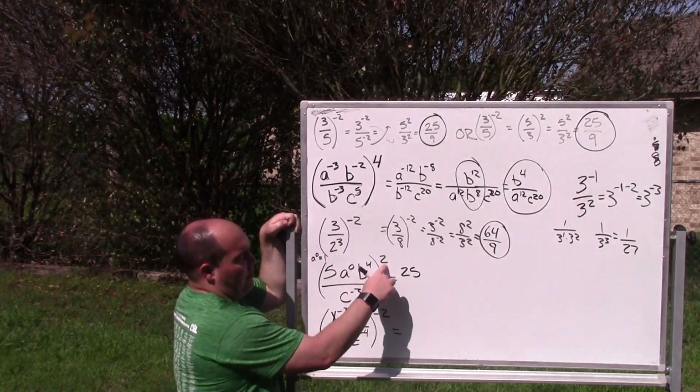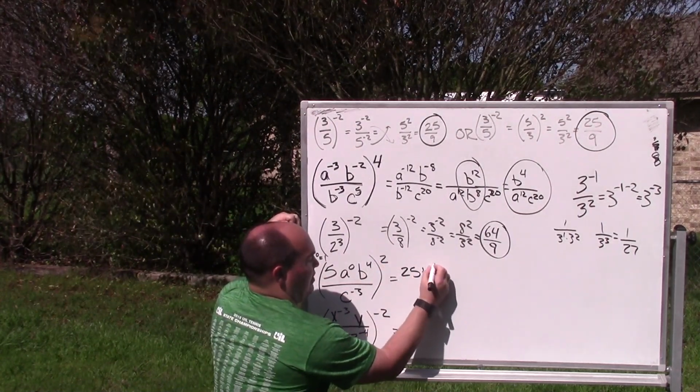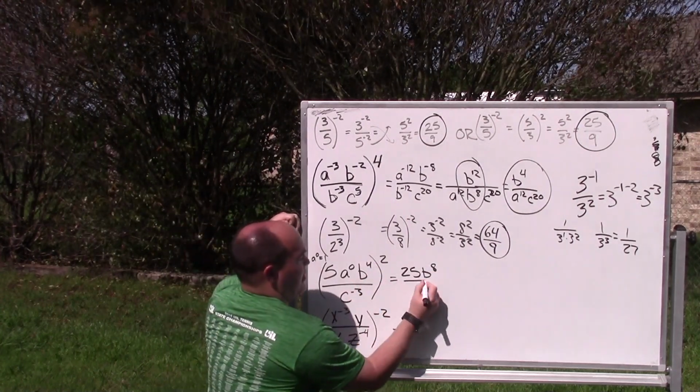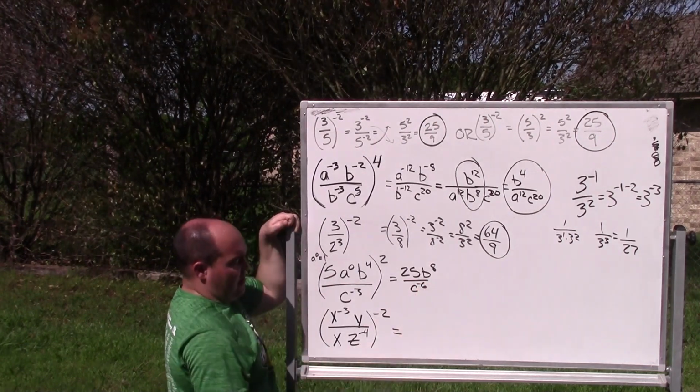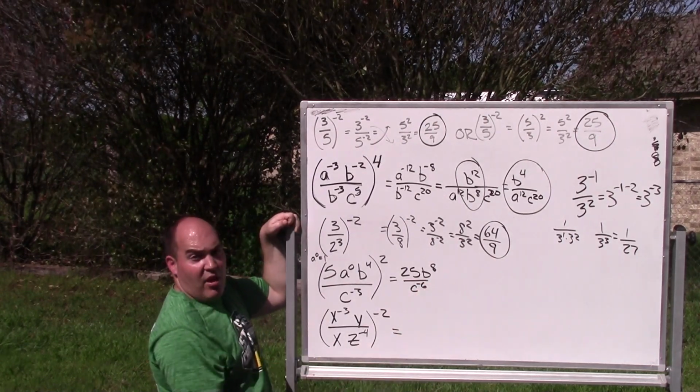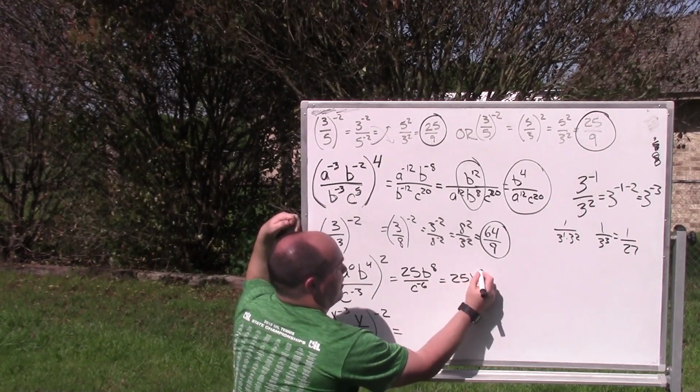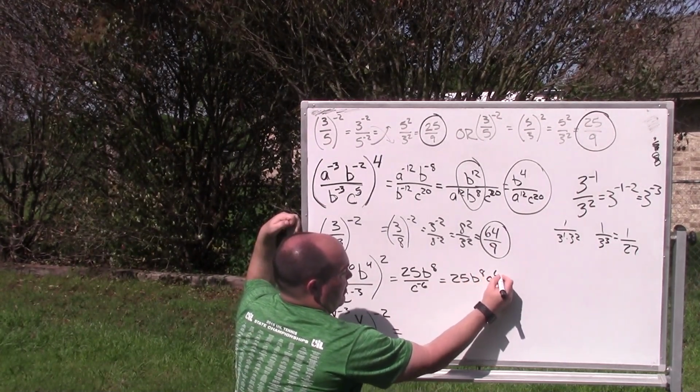So then I have b to the 4th squared. It's going to make b to the 8th. And then I have c to the negative 3 squared is going to be c to the negative 6. Okay, so that negative is all that has to come up. I'm going to end up with 25 b to the 8th, c to the 6th.